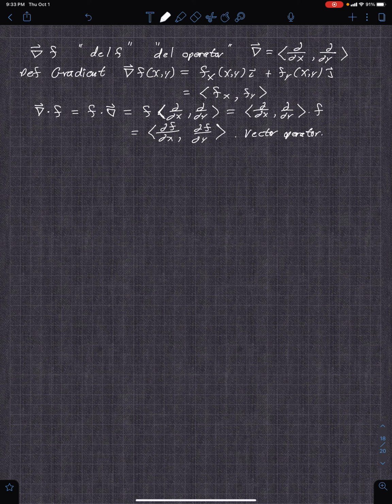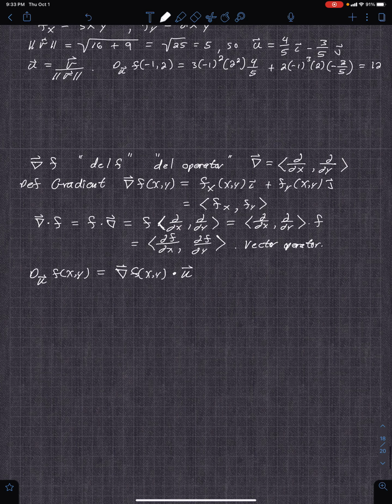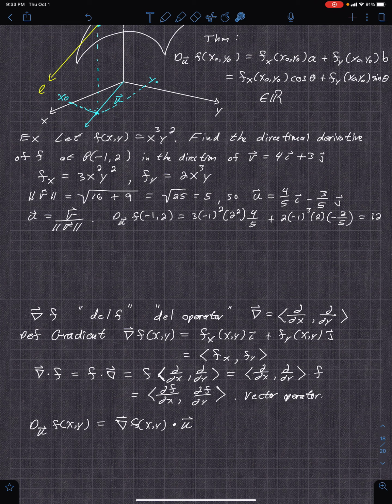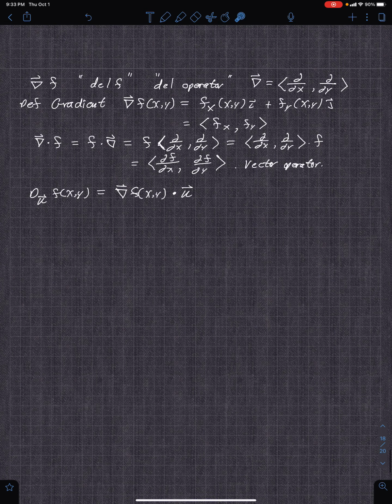Now, using that vector operator, we can define the directional derivative in the direction of u of f(x, y) as the gradient of f(x, y) dot u. Think how that would work. That's the dot product. So go back up here, here's your u, a, b, and you just do the dot product, which is the sum of the products of both of those. So that should make sense.